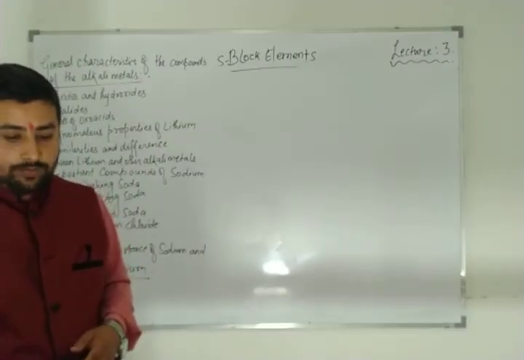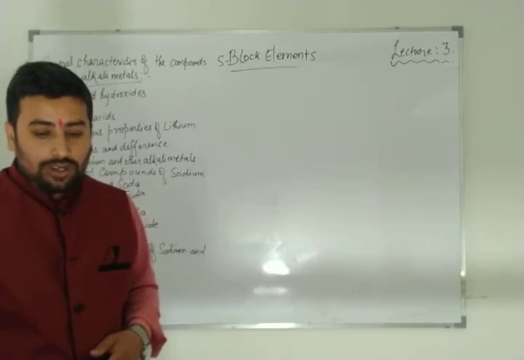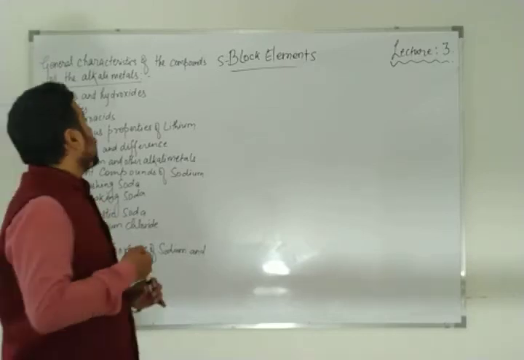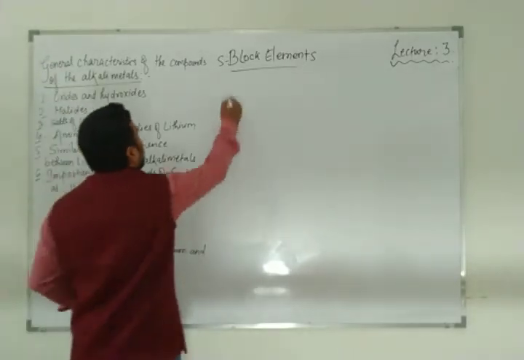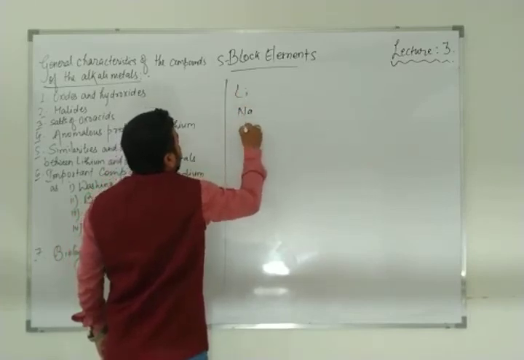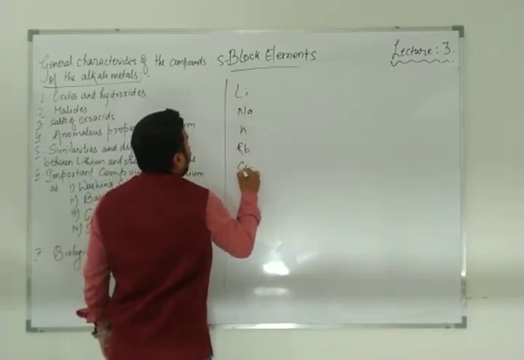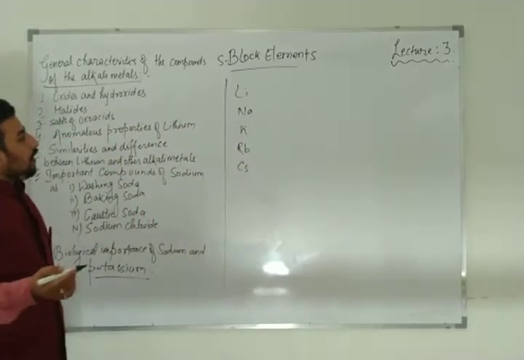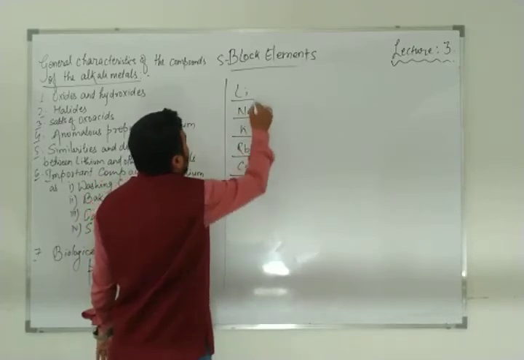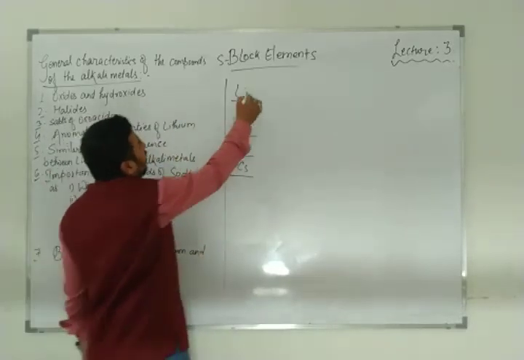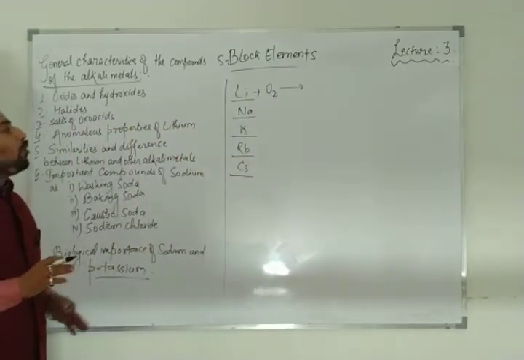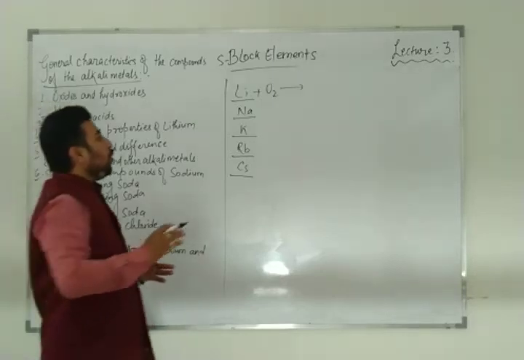Now the question comes, sir, how will you explain the oxides and hydroxides? Generally we have learned about the alkali earth metals from lithium to cesium, right? Lithium, sodium, potassium, rubidium, cesium. Francium is a radioactive element, so we have not studied it. As we have seen, lithium reacts with oxygen to form lithium monoxide, Li2O.